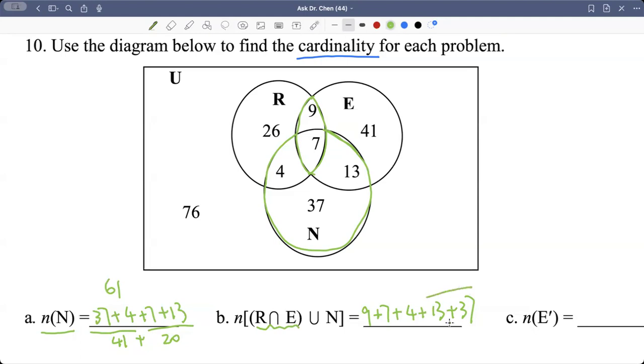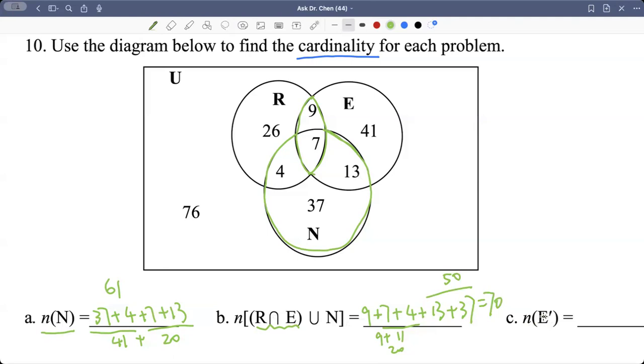Add these two numbers, what do we get? 13 plus 37, 50. Then 7 plus 4, we get 11. 9 plus 11, we get 20. So 20 plus 50, we get 70. The cardinality of this set, R intersected with E union N, has 70 elements. Now let's see C.